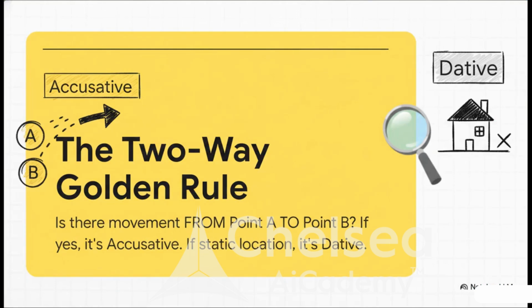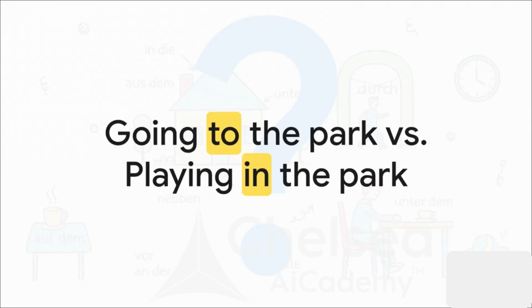Just ask yourself, is something moving from one place to another? Is there a destination, a change in location? If the answer is yes, you use accusative. If the answer is no, if the action is just happening in one fixed spot, you use dative. That's it. I know that might sound a little abstract, so let's make it real with a perfect example. Think about the difference between going to the park and playing in the park.